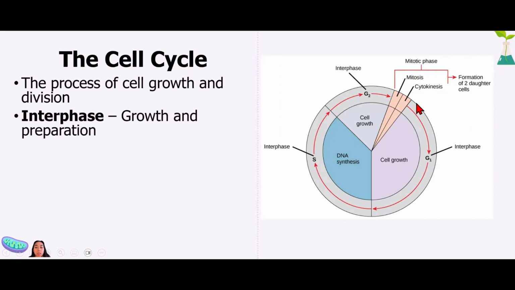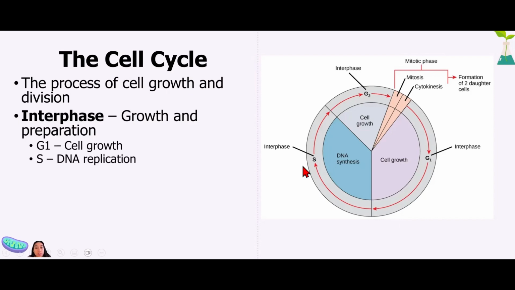The first part of the cell cycle is called interphase, and it is all of this here in this circle. The majority of the cell cycle is interphase, where the cell is growing and preparing. Now, in interphase, there are subcategories or subsections. The first part of interphase is called G1, and that is just regular cell growth. The cell is growing, gaining nutrients, getting bigger, and getting ready to divide. And then we go into S phase.